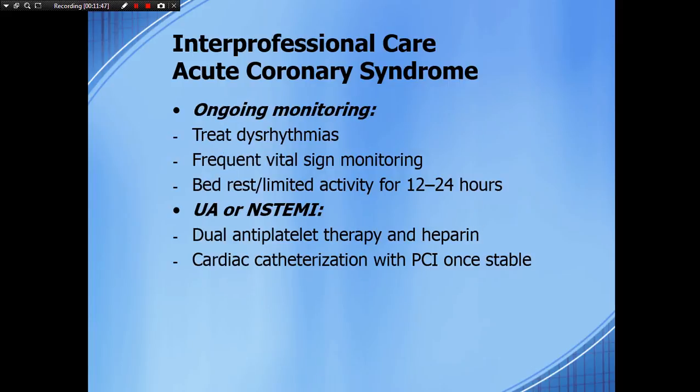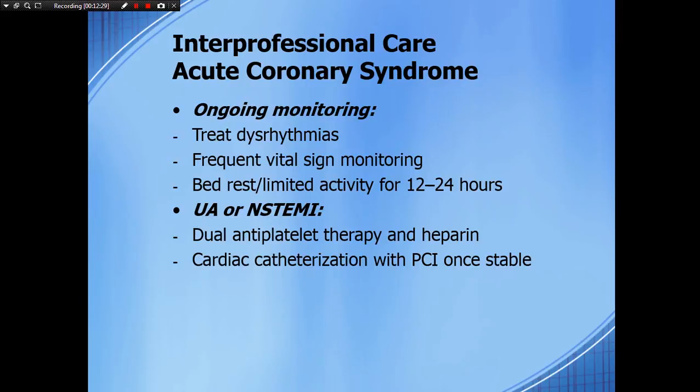The patient will usually receive ongoing care in a critical care telemetry unit where continuous ECG or EKG monitoring is available. Dysrhythmias, or irregular heart rates, are treated according to agency policies. We need to monitor vital signs, including pulse oximetry, frequently during the first few hours after admission and closely thereafter. We need to maintain bed rest and limitation of activity for 12 to 24 hours with a gradual increase in activity unless contraindicated. For patients with unstable angina and non-STEMIs, aspirin and heparin are recommended.